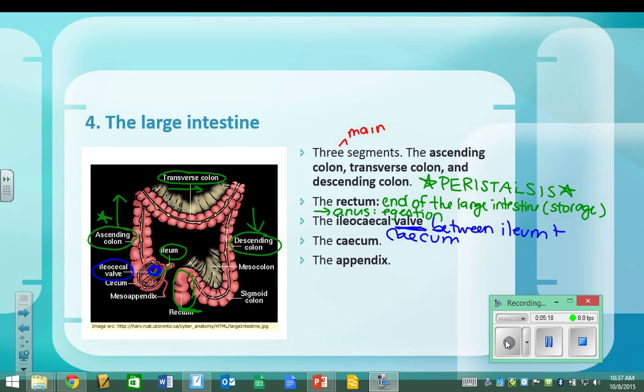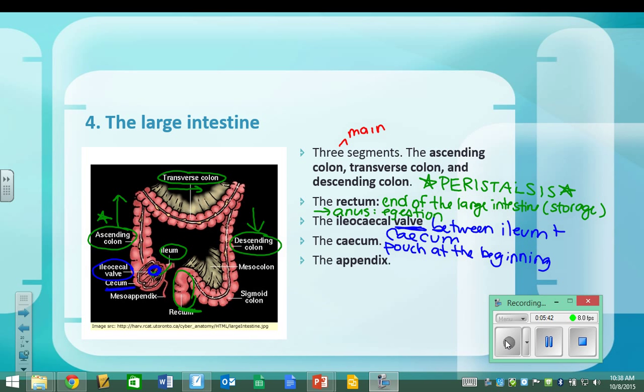So that's my next point. Here's your cecum. It's the pouch at the beginning of your large intestine. And I'm only mentioning that word so that you can see where we're getting ileocecal valve from. It's naming the two things that it's attaching.